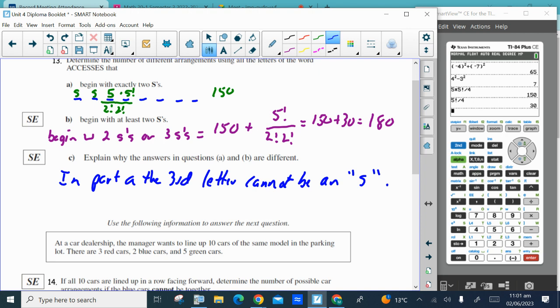It is an S. The third letter is an S. So you're going to have 8 spaces. The first 3 spaces are going to be the 3 S's. You had 8 letters to begin with. The first 3 spaces must be S's. So now you have 5 letters left. 5 factorial. So now you're back up to part A. Right. 5 times 5 factorial.